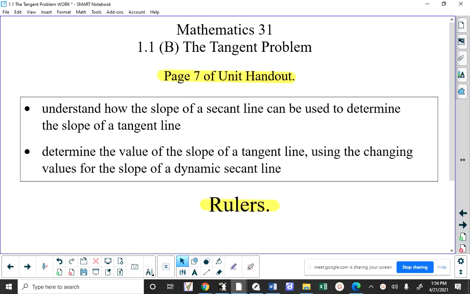Next lesson, which is 1.1b, is called the tangent problem. And the tangent problem is fundamental to the first branch of calculus that we're studying, which is called differential calculus. Yesterday I went through differential calculus, which is concerned with finding slopes of functions. And I talked about integral calculus, which is consumed with trying to determine areas beneath functions.